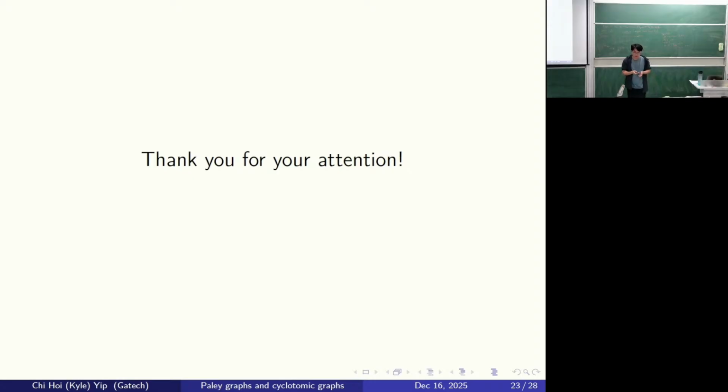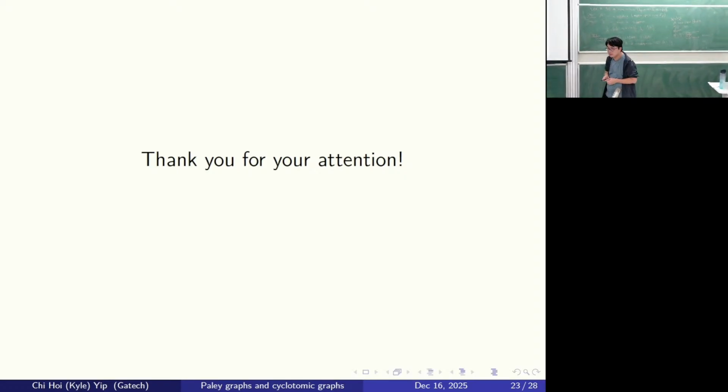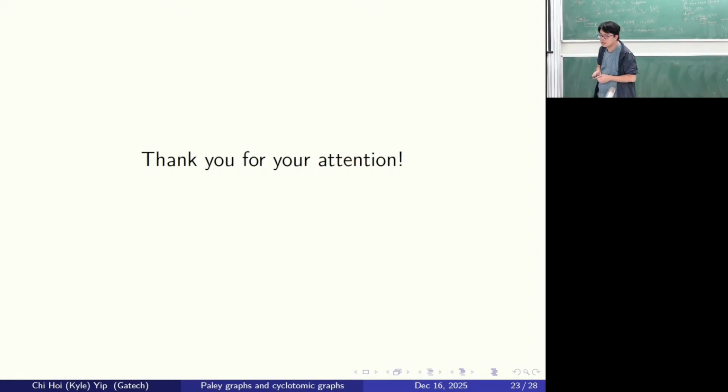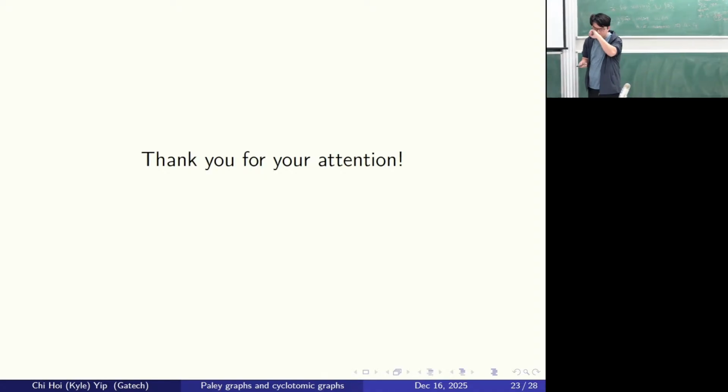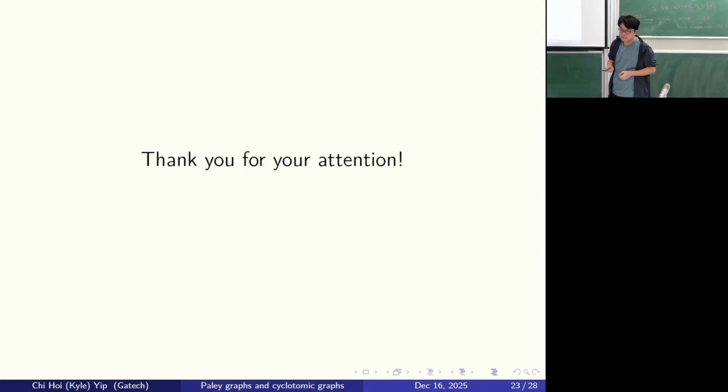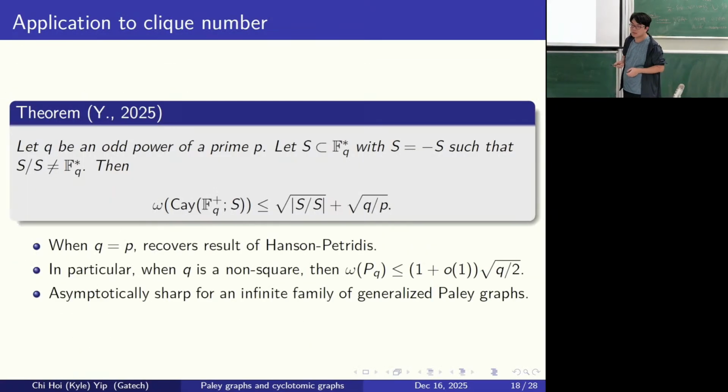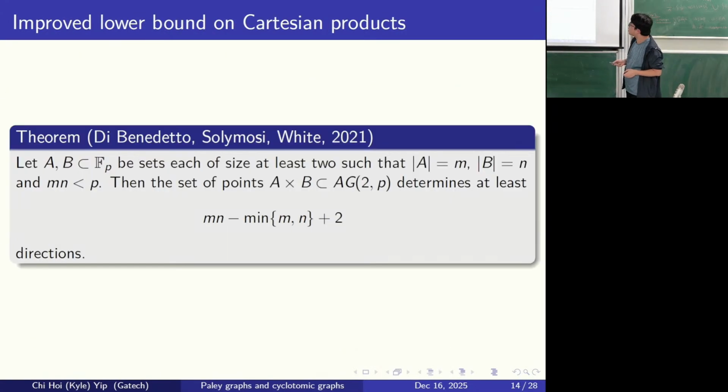Any questions? Why don't you apply Hoffman's ratio bound for bounding the clique number of the generalized Paley graph? Because this is some kind of a Paley graph, so you can calculate its spectrum, the eigenvalues, by calculating the character sums. So maybe you can apply Hoffman's ratio bound.